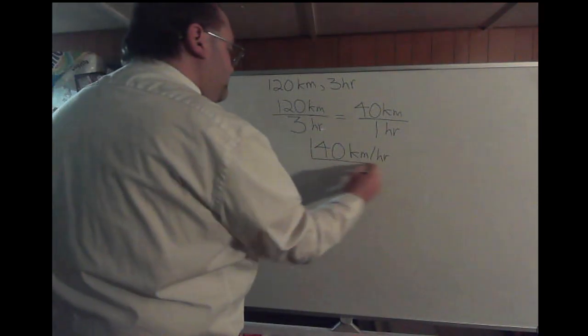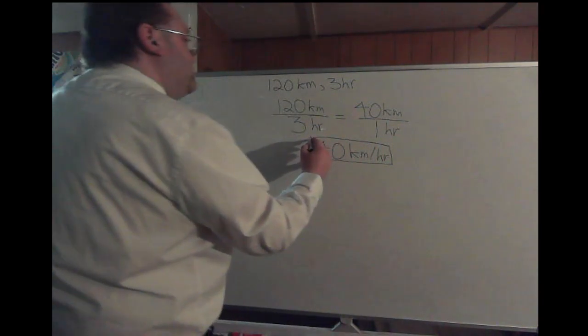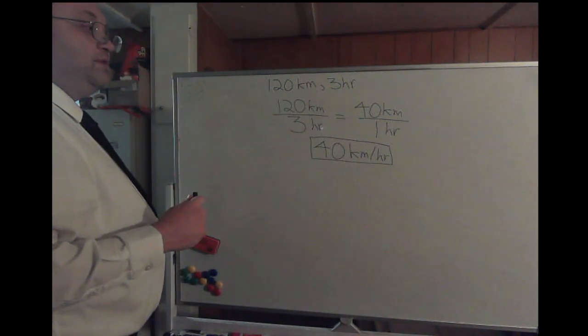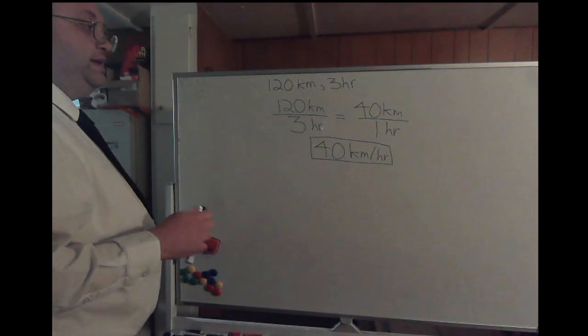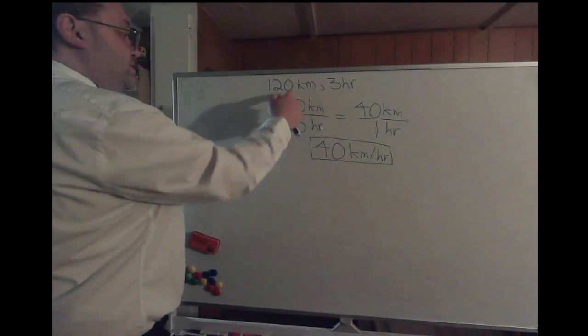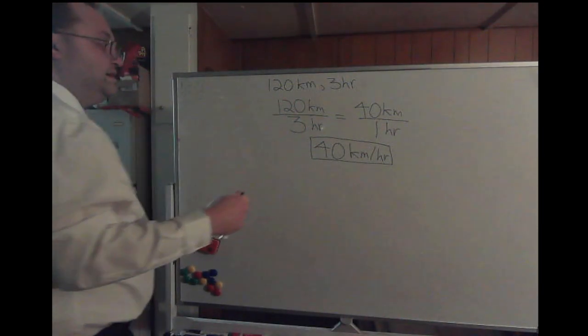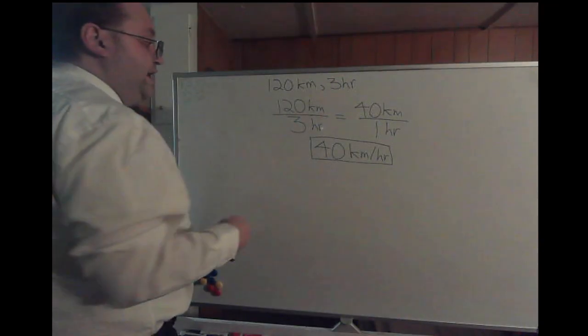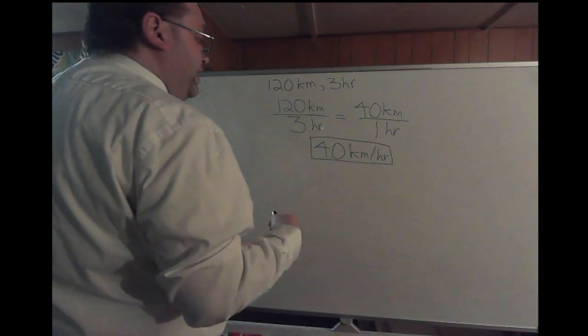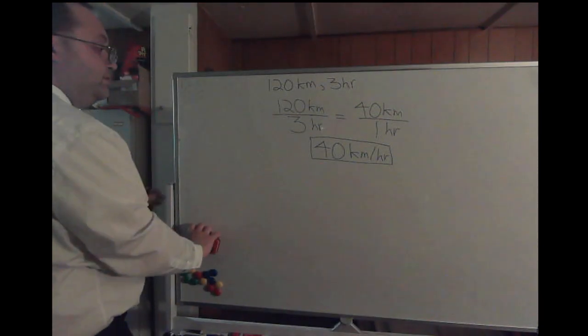So if you went 120 kilometers in 3 hours, you're going at a rate of 40 kilometers per hour. That would be your speed. That's how you figure out your speed. Take your first number, divide it by the second, divide both the numerator and denominator by what's in the denominator, and you'll get your rate, 40 kilometers per hour.